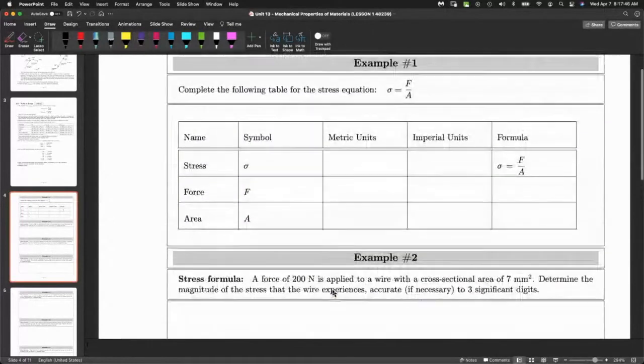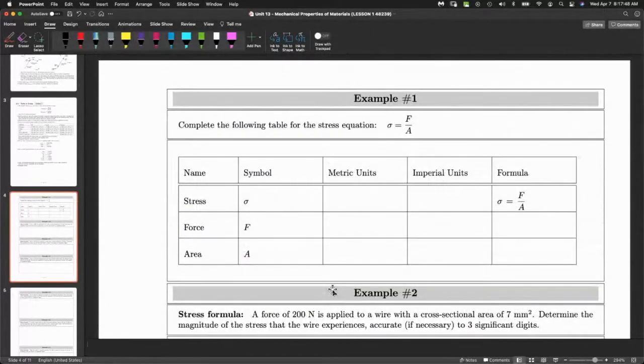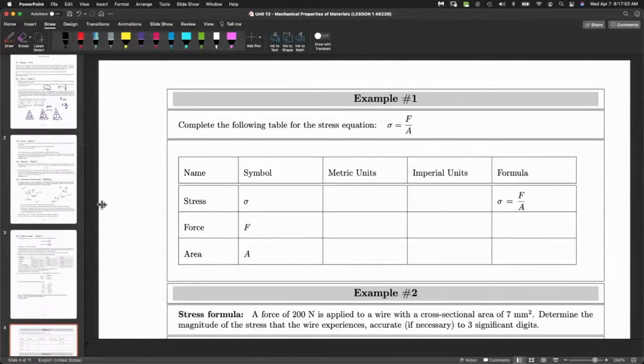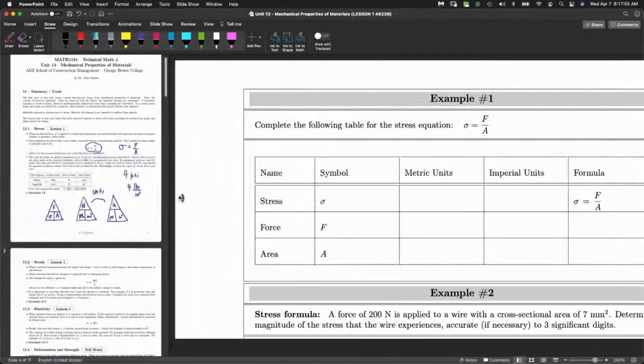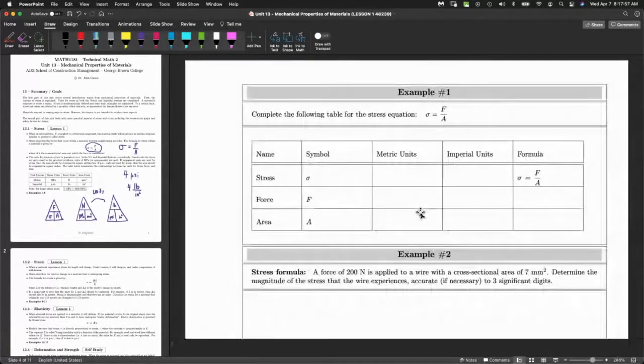So let's take a look at the first example here, and it's pretty much just what I was showing you with that triangle there in purple. So we'll just zoom in on that triangle. Hopefully it's still visible a little bit. So the question is just to complete the table. Help me fill in these boxes. This is actually a little bit of repetition. So what's the metric units for stress? The ones that I want you to adopt, or the ones that are most likely adopted in practice?